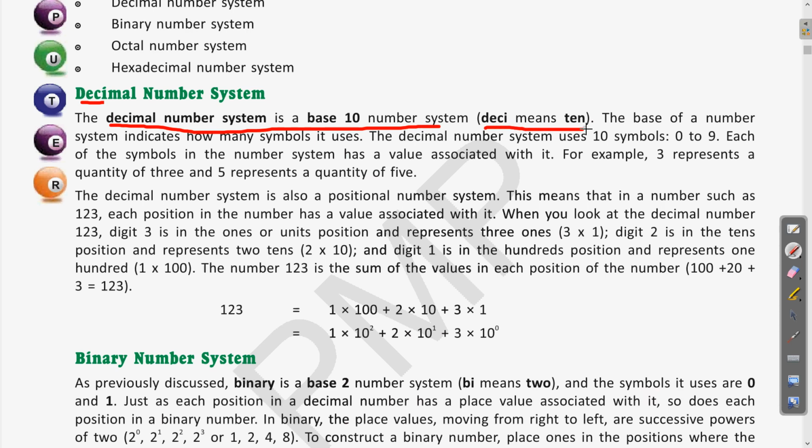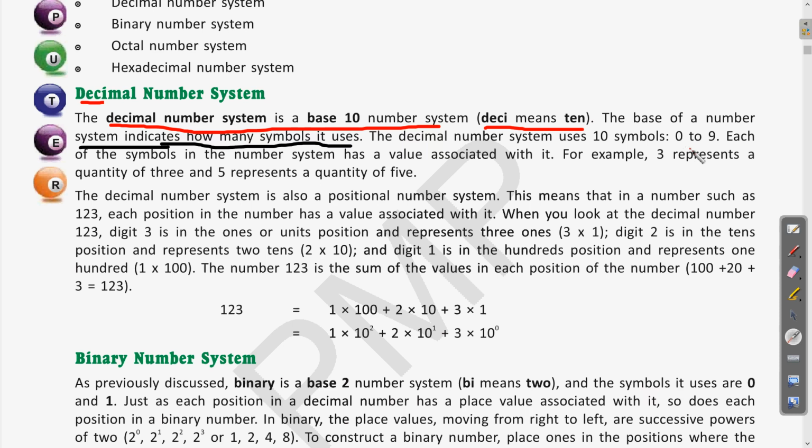The base of a number system, it is written in the next line also. The base of a number system indicates how many symbols it uses. Clear? So what is the meaning of base? If it is decimal, the base is 10, so it means 10 symbols can be used in the decimal number system. The decimal number system uses 10 symbols, that is 0 to 9.